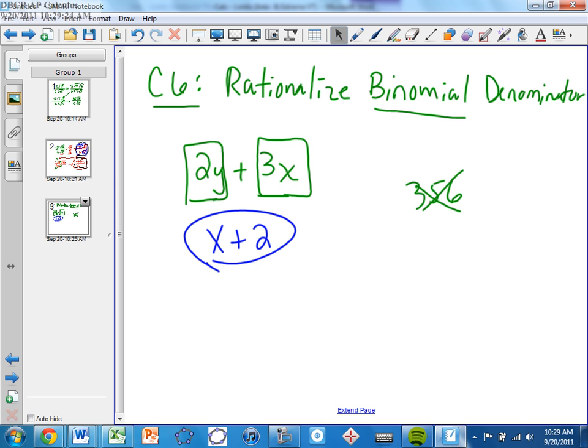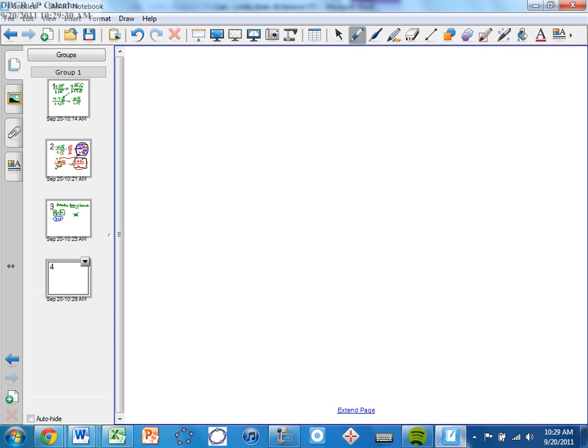Now, today we're going to look at binomial denominators. Let's go to the next page so we can start off fresh. So let's look at something like this: 2 over 3 plus radical 7. The denominator is a binomial, and it is irrational.